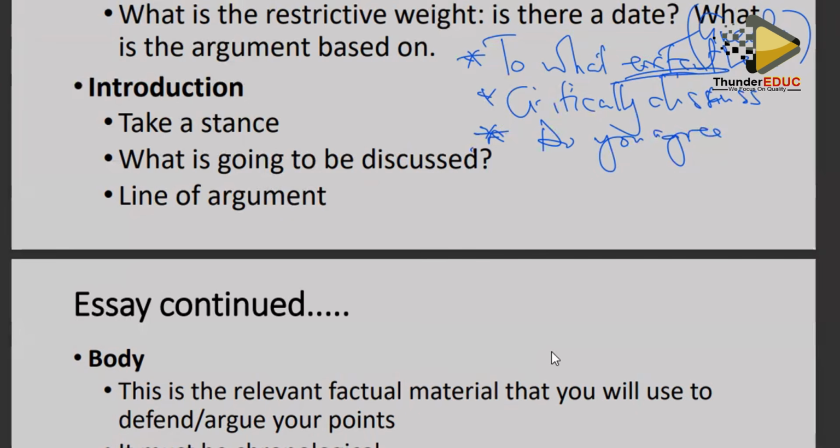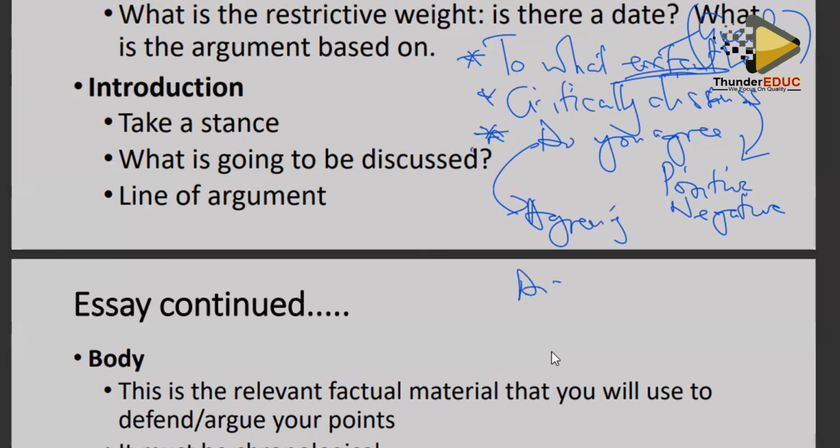If a question is saying critically discuss, it means you're going to provide both positive and negative arguments for the matter. Positive and negative arguments. You give the other side of the story and the other side of the story again. Do you agree? Here you are either agreeing or disagreeing in your line of argument.